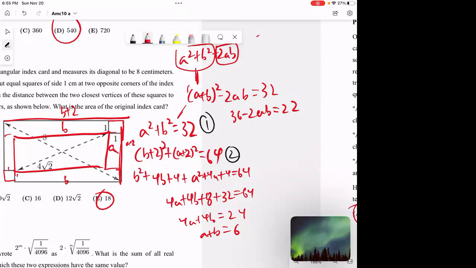Oh wait, actually, we're solving for the area of the original index card. So we're actually solving for a plus 2 times b plus 2. Sorry, if it will let me erase.